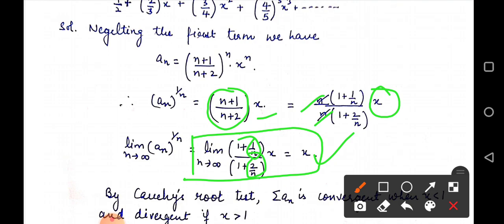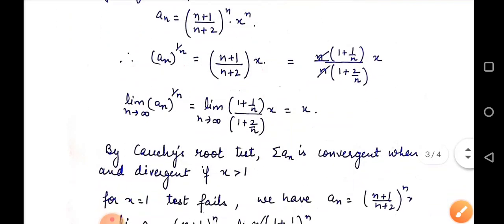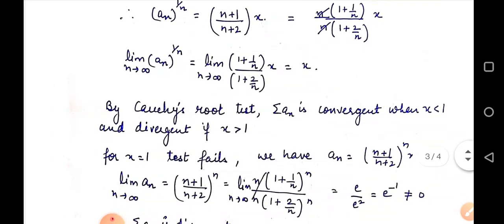So by Cauchy root test, this is convergent whenever x is less than 1 and divergent whenever x is greater than 1, and test fails whenever x is equal to 1. So now take x is equal to 1, we have an as n+1 upon n+2 to the power n.